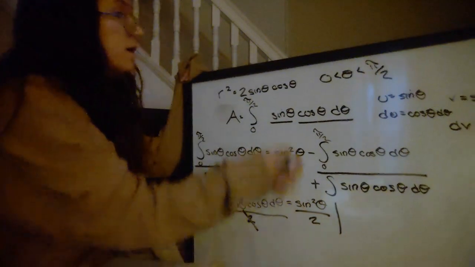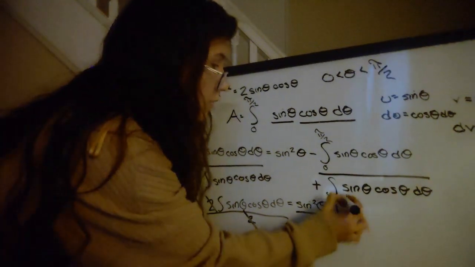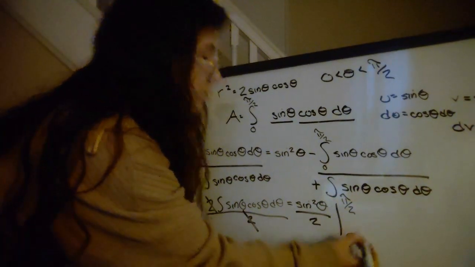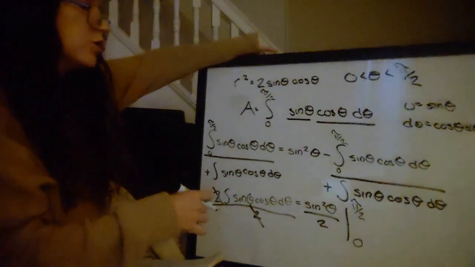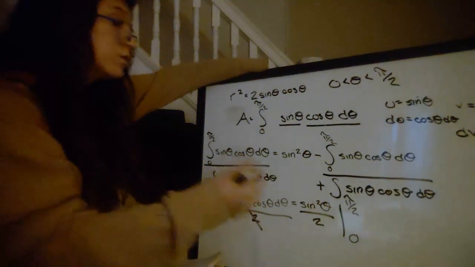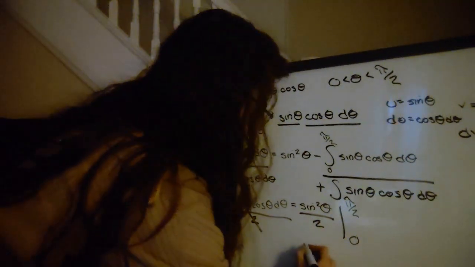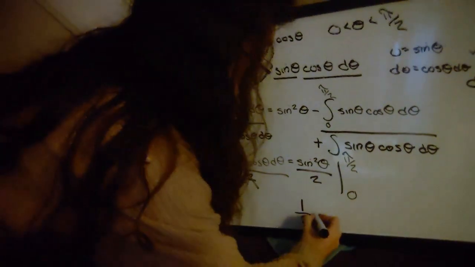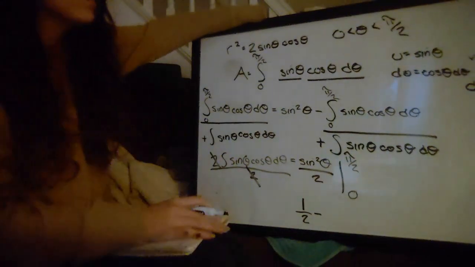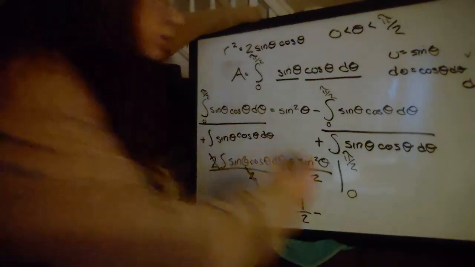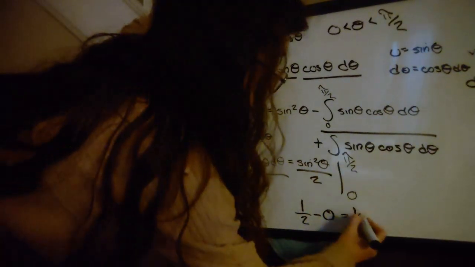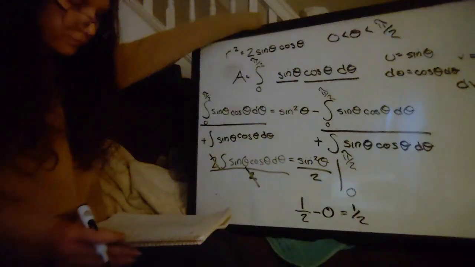So now I can just evaluate at my bounds from 0 to pi over 2. So sine of pi over 2 is going to be 1. And that's going to be divided by 2, because we have sine squared over 2. And then minus 0. If I plug in 0, sine of 0 is 0. So I actually get 1/2.